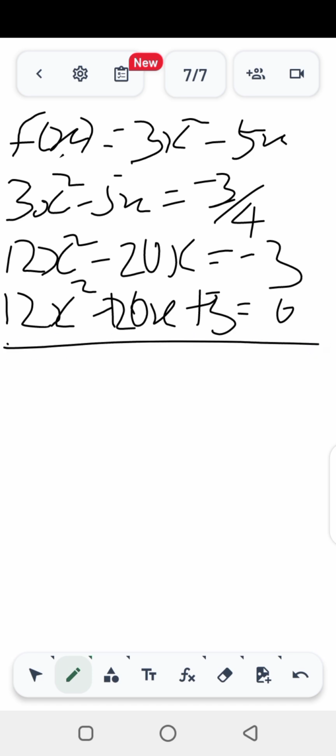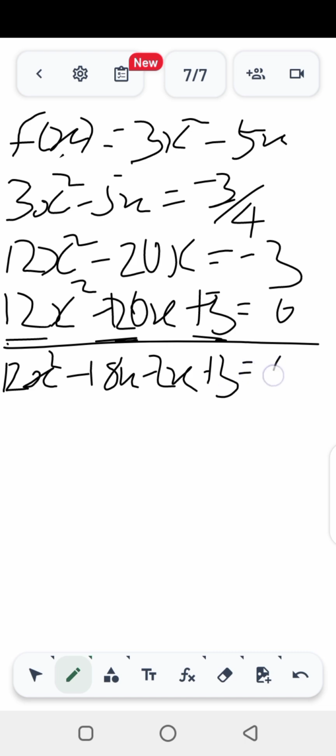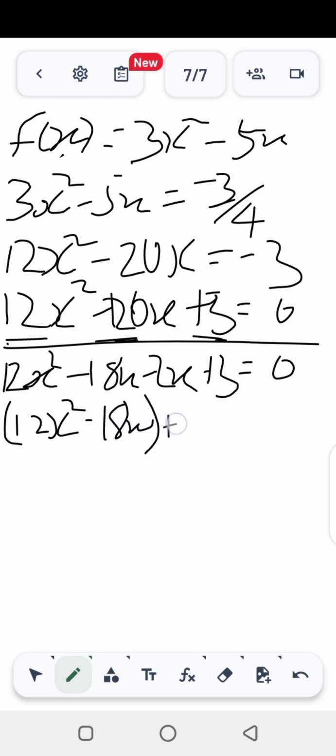So now let's look for two factors of 12 times 3, which is 36, that when we add, we get minus 20, but when we multiply, we get 36 back. These two factors are negative 18 and negative 2. So we have 12x squared minus 18x minus 2x plus 3 is equal to 0. Our next step is that you group it. So you have 12x squared minus 18x, plus minus 2x plus 3, is equal to 0.